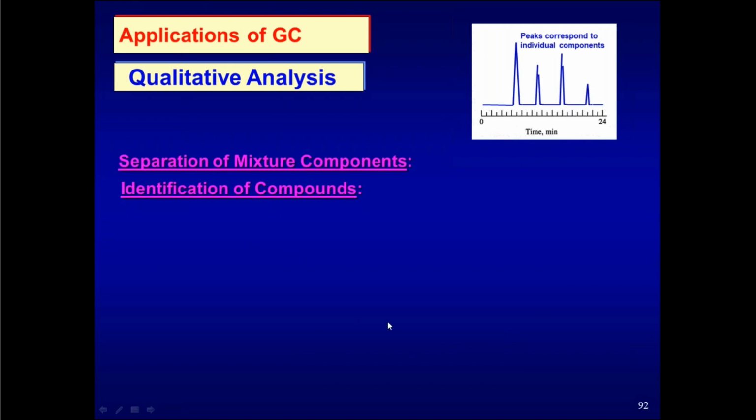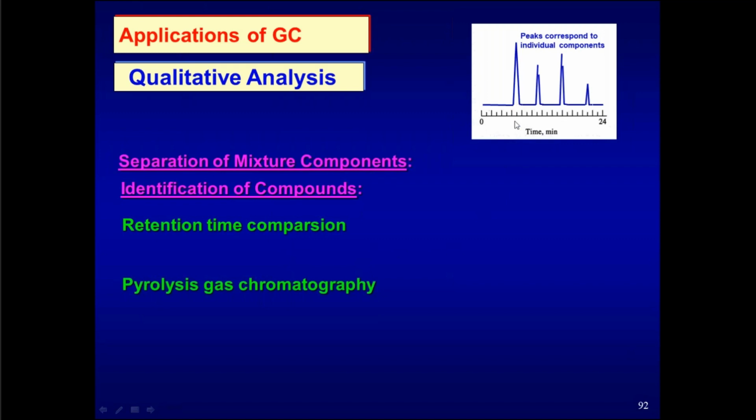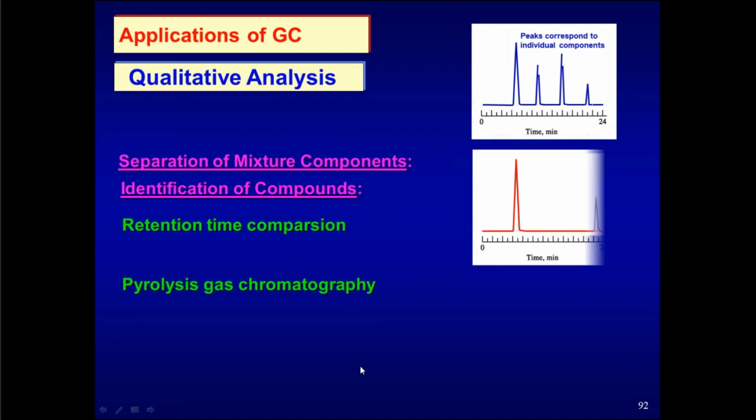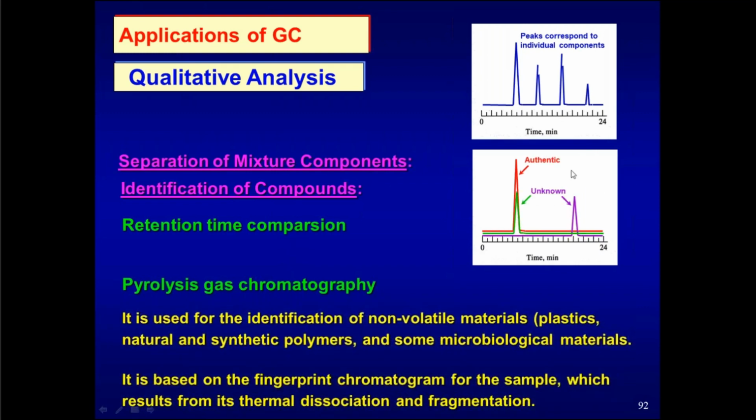You can also do identification of compounds by retention time comparison. So if your standard gives a particular retention time and you get a peak at the same retention time, then you can identify that the same component is present in your sample. Pyrolysis gas chromatography, this was about retention time. So in your sample, you are getting two peaks. This is the standard. So definitely this peak of the sample is representative of the same substance.